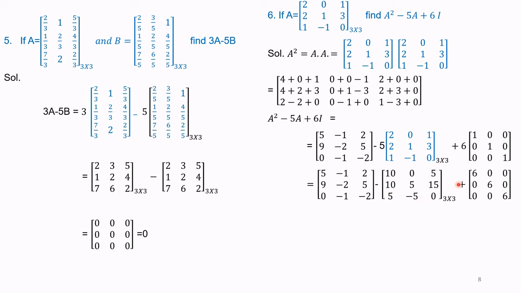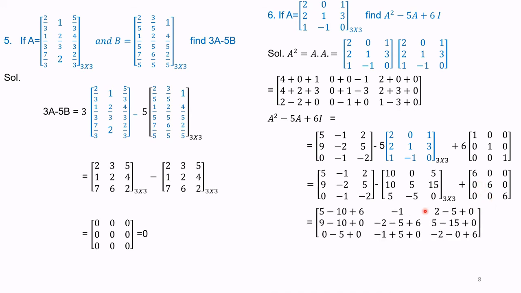And finally, we have 6I. 6I is simply 6 into 1 is 6, 6 into 1 is 6, and 6 into 1 is 6. That is, all the diagonal elements are 6. The remaining elements will be 0, 0, 0, 0, 0, 0 in the case of an identity matrix. Therefore, we have to perform subtraction and addition.